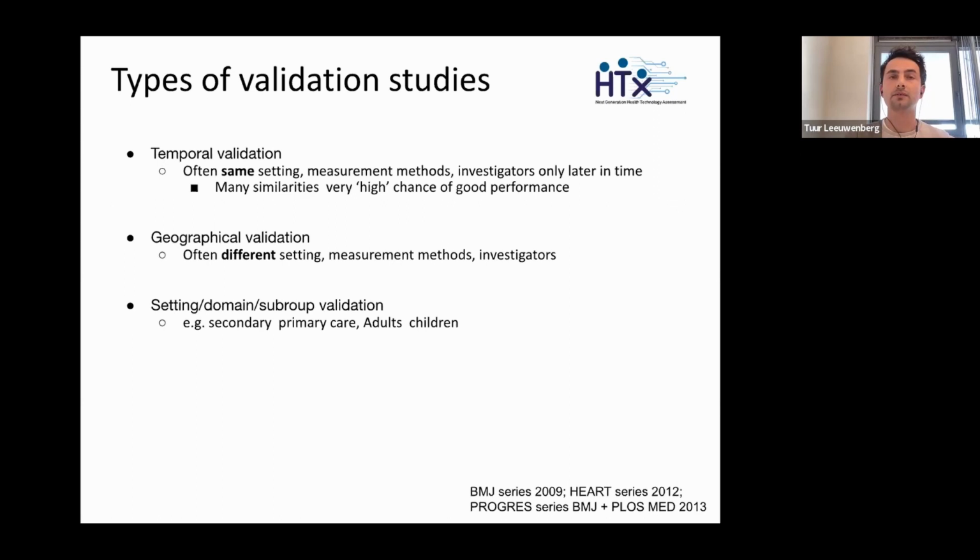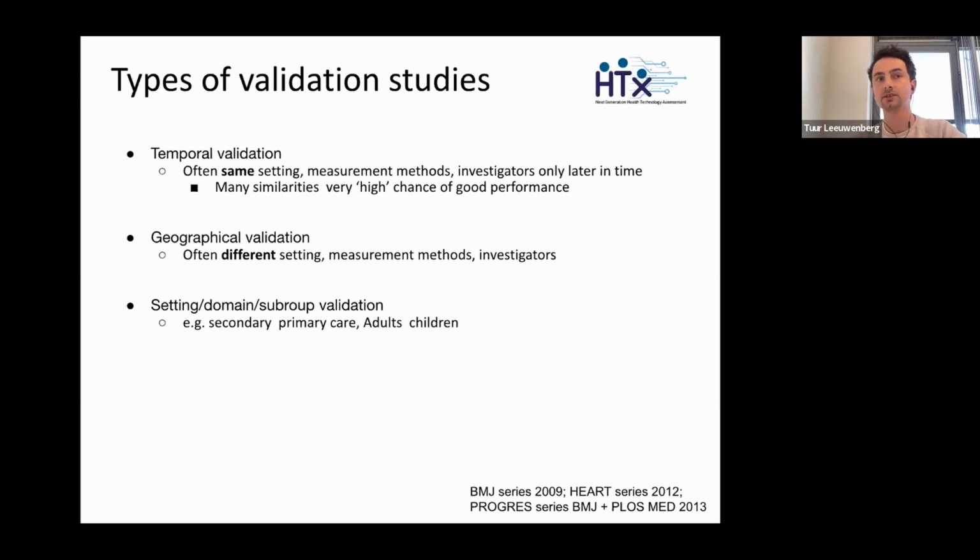And another type of validation is geographical validation. There you maybe have developed a model in one center and you want to validate it in a different center, to see how well it performs there. This can be interesting to see if one model generalizes well to different centers, because that could mean that you don't have to develop a new model for every center. In some settings you may want the same model used on a national level, so this is something that is important to consider.